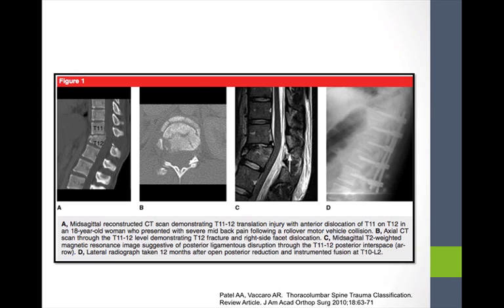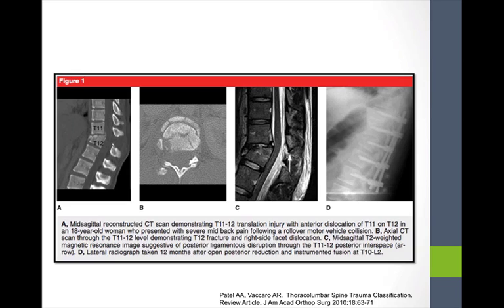This slide shows the findings of an 18-year-old woman who presented with severe mid-back pain following a rollover motor vehicle collision. Patient assessment revealed a normal neurologic examination with a palpable tender gap in the thoracolumbar region. CT scans demonstrated a T11-12 fracture dislocation with a chance fracture at T12. A magnetic resonance image was suggestive of disruption of the posterior ligamentous structure, as can be seen in C.